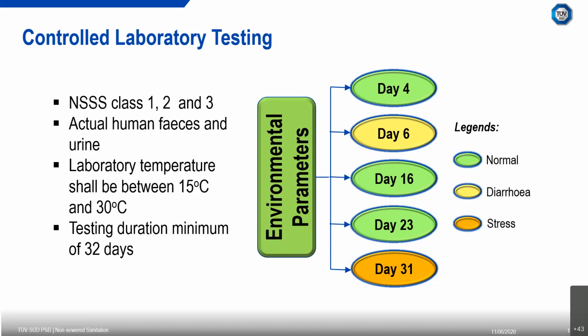During the controlled laboratory testing, the environmental parameters are to be tested on day 4, 16, and 23 with normal pattern, which means the system is loaded according to its specified treatment capacity with all additional system input specified by the manufacturer. For day 6, the diarrhea pattern is loaded, and for day 31, the system is loaded with stress pattern, which means the treatment capacity plus 80% of the difference between maximum capacity and treatment capacity.